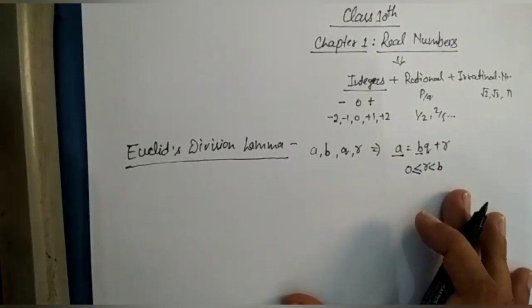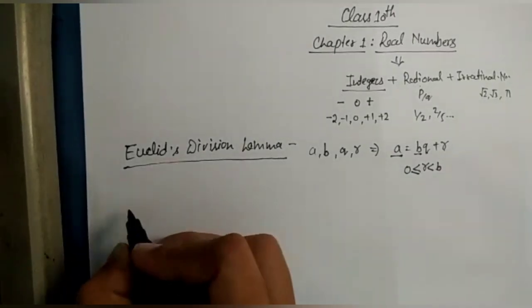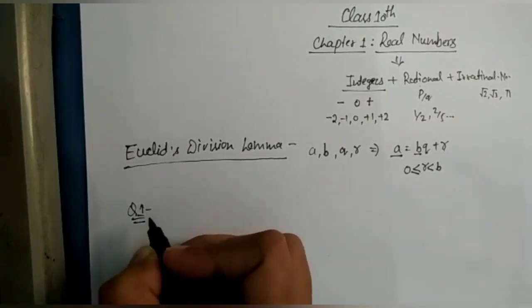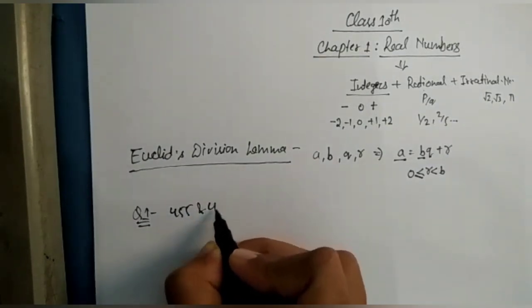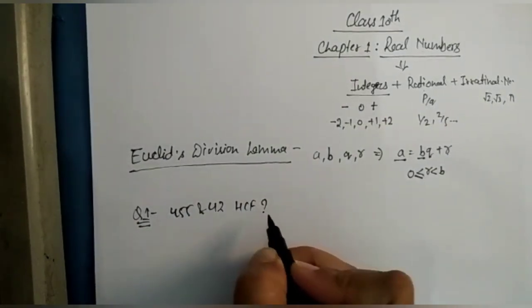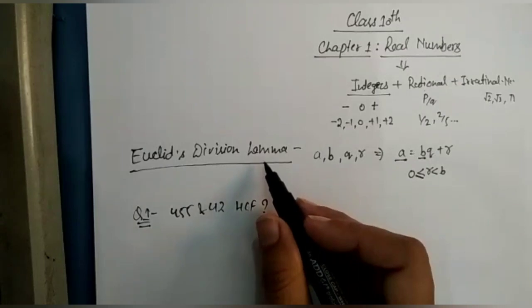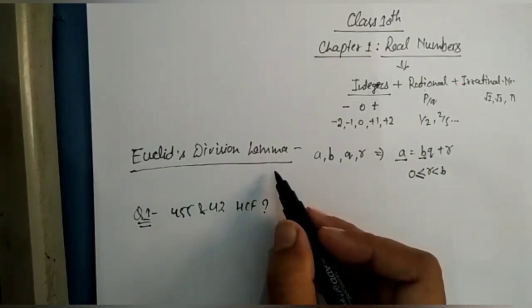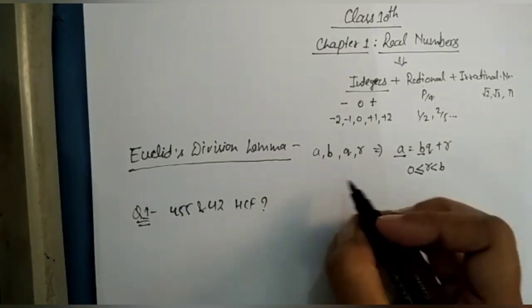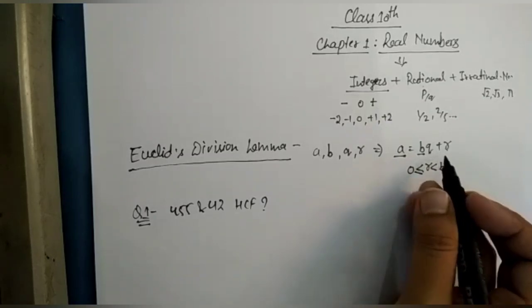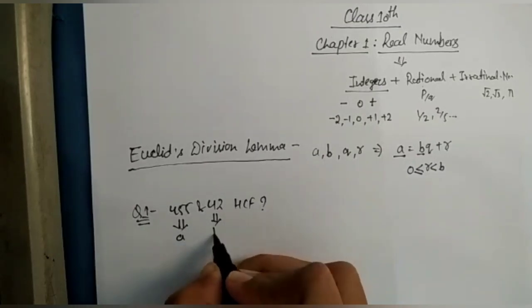Now we will see questions on this basis. Question number 1 is, find the HCF of 455 and 42. We can find HCF by other methods also, but here we have to find the HCF from Euclid division lemma. You have to use this formula in your board exams. We can do this question on the basis of a is equal to bq plus r, where 455 is a and 42 is b.